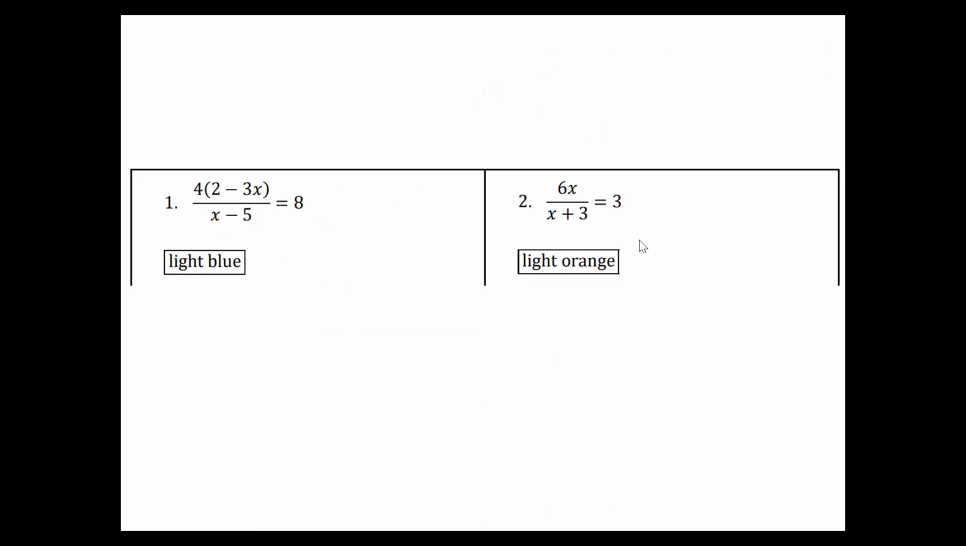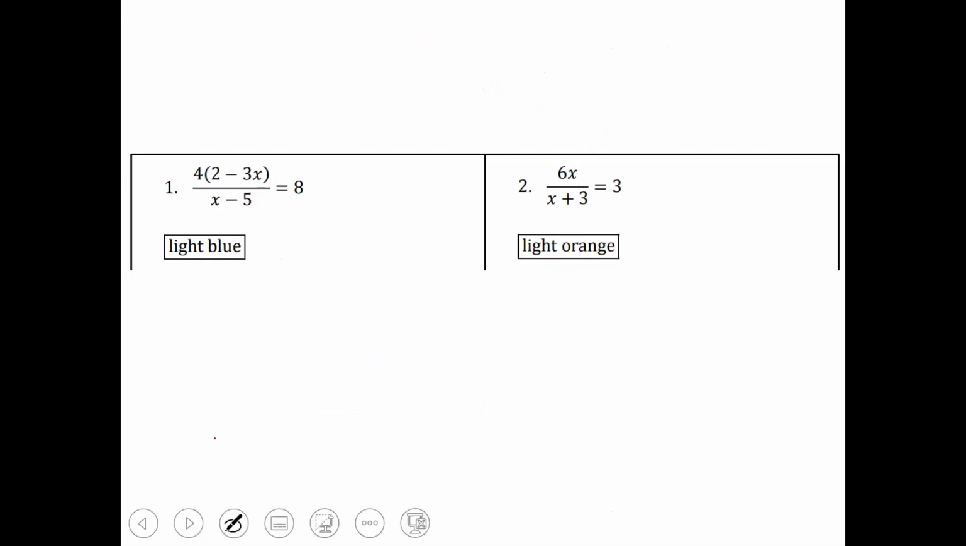Okay, so let's get started with the first one. You need to have a light blue color, but let's solve the question first. I will solve one with you guys, and then I expect you to solve the second one by yourself. So let's take a look at number 1. For number 1, your goal is to figure out what x is equal to. And so we're going to put a 1 right there.